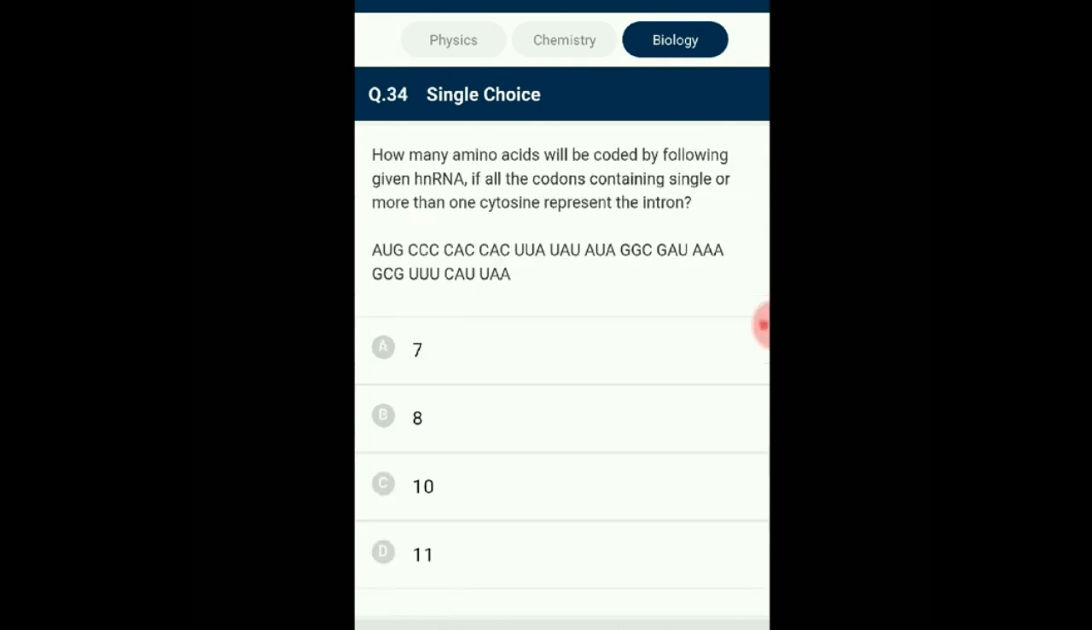Question number 34. How many amino acids will be coded by the following given hnRNA? All the codons containing single or more than one cytosine represent the intron. Codon or triplet in the above mRNA. If all the codons containing single or more than one cytosine represent the intron, then the mRNA codes 7 amino acids. That is AUG, UUA, UAU, AUA, GAU, AAA, UUU. UAA is one of the stop codons, hence it cannot code for any amino acid. So the answer is option A, 7.